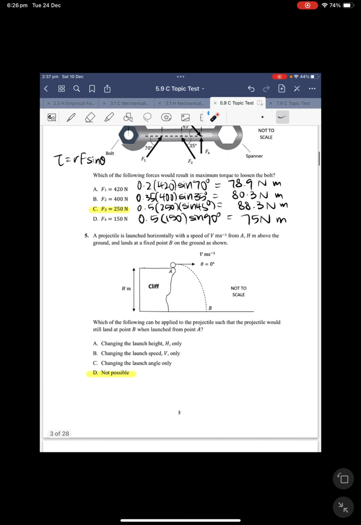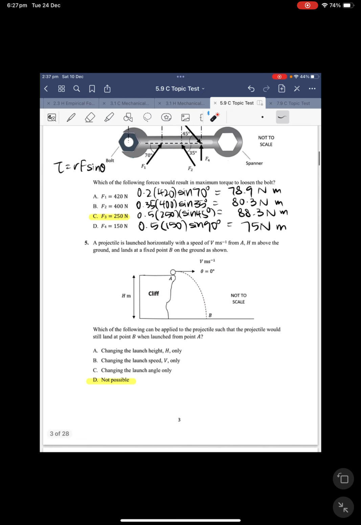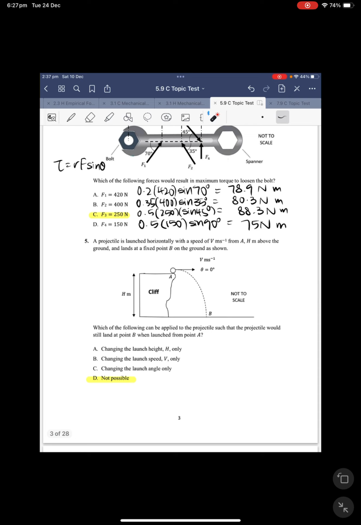Question 5 says, the projectile is launched as so, and it's going to land on the ground at B. And which of the following can be applied to the projectile such that the projectile would still land at point B when launched from point A? Now the key word here is changing only one of these variables only. If we change only the launch height, the projectile would land somewhere here. If we change the launch speed, it would also land somewhere here.